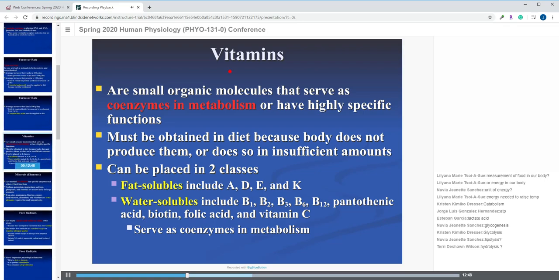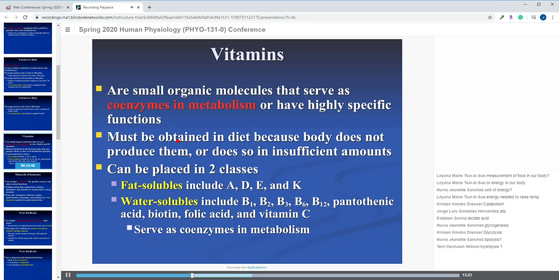So vitamins are small organic molecules that serve as coenzymes in metabolism. Some of these vitamins perform specific functions in our body. The majority of the vitamins our body does not produce.